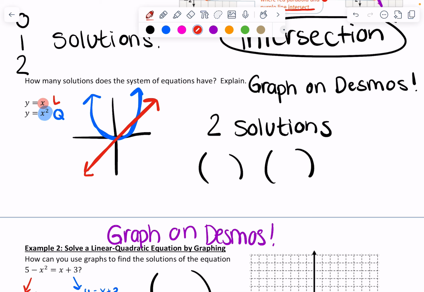This is a linear quadratic system. And our solutions are where they intersect. And if you do this on Desmos, you can highlight over those points right away and see what those exact coordinate points are. We should see that that is 0, 0, and 1, 3. Those are our two solutions to this system.